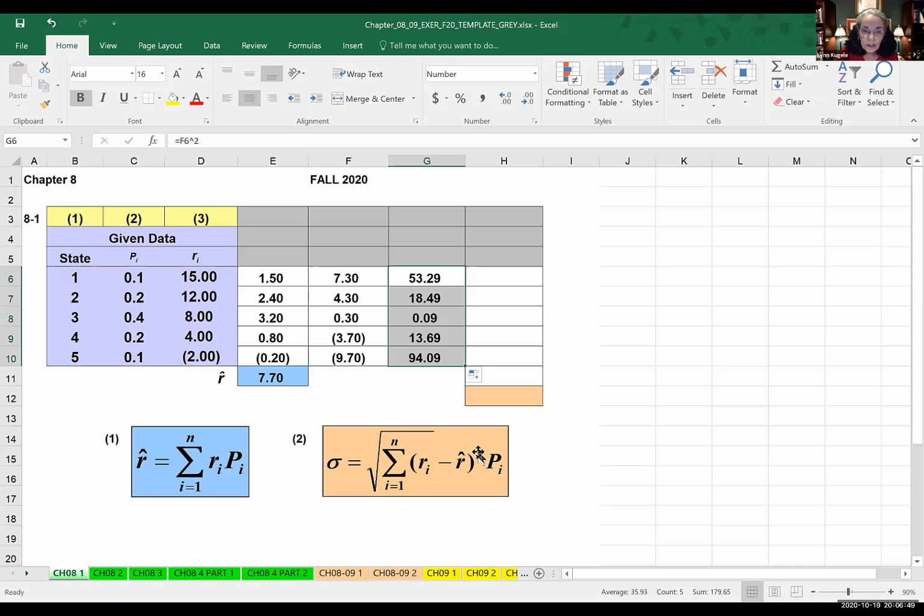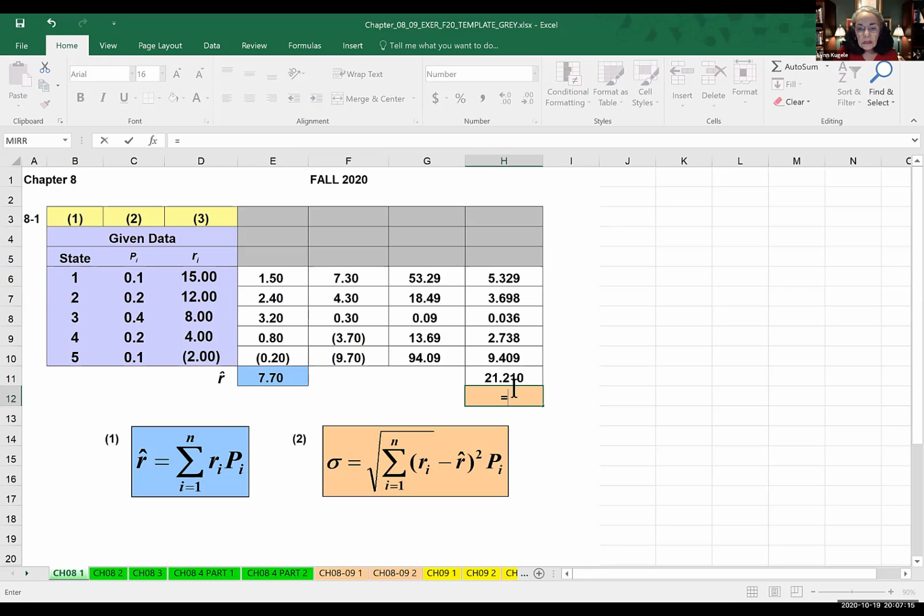Okay, there's the squared. Now I'm going to multiply times the probability. So that's going to be this one times the probability. There we go. And do that all the way down. When I add that up, summation sign, that's the variance. When I take the square root of that, SQRT, that's standard deviation right there.